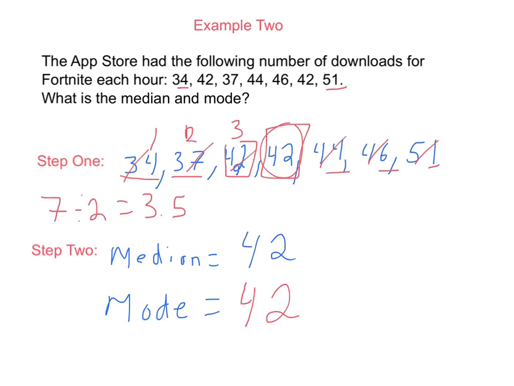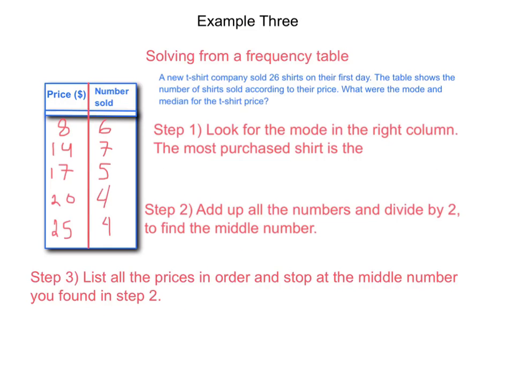So let's try one more example here, okay? So it says example 3, solving from a frequency table. So this comes back to that central tendency. So a frequency table. It says a new t-shirt company sold 26 shirts on their first day, which we can see in this column here. It says the table shows the number of shirts sold according to their price. What were the mode and median for the t-shirt price?